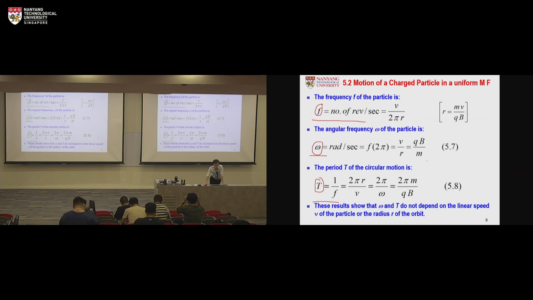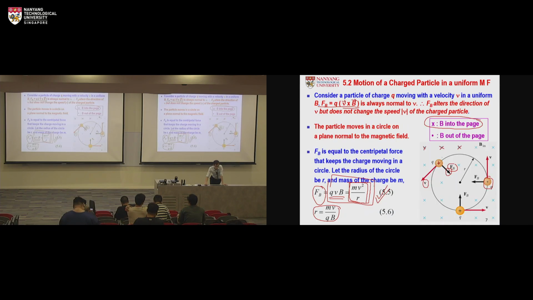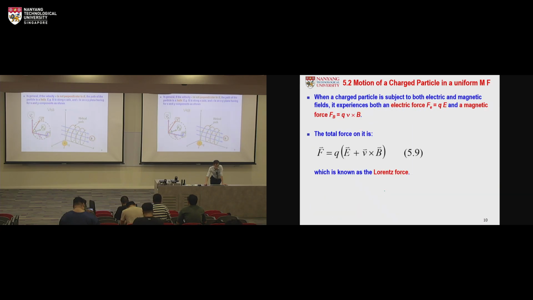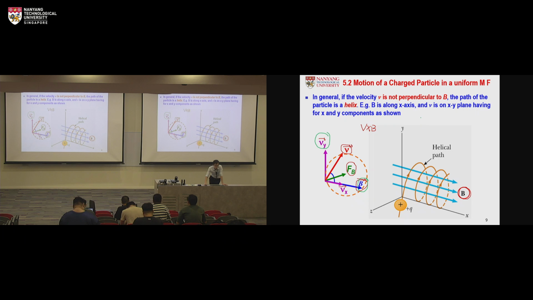So this means if we rewrite this one for this particular case, then it should be qVyB equals mVy squared over r, right?